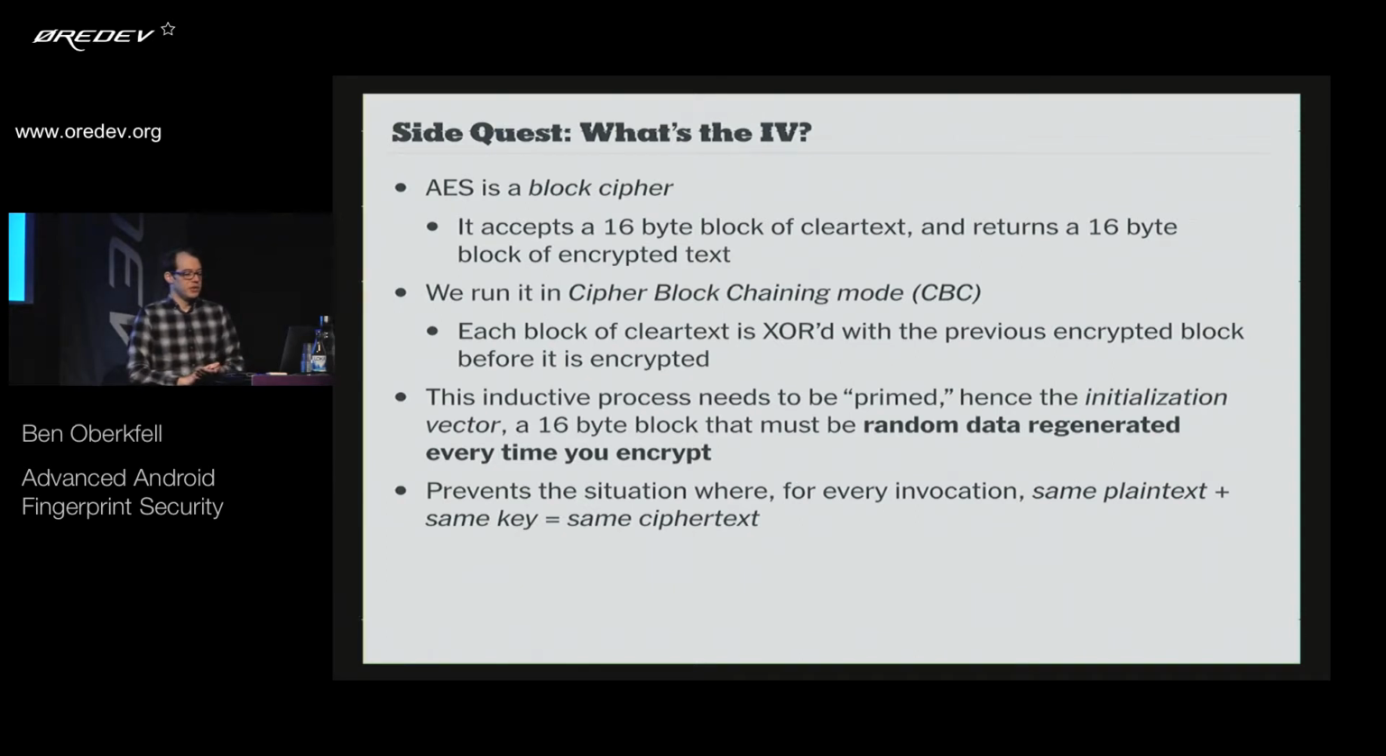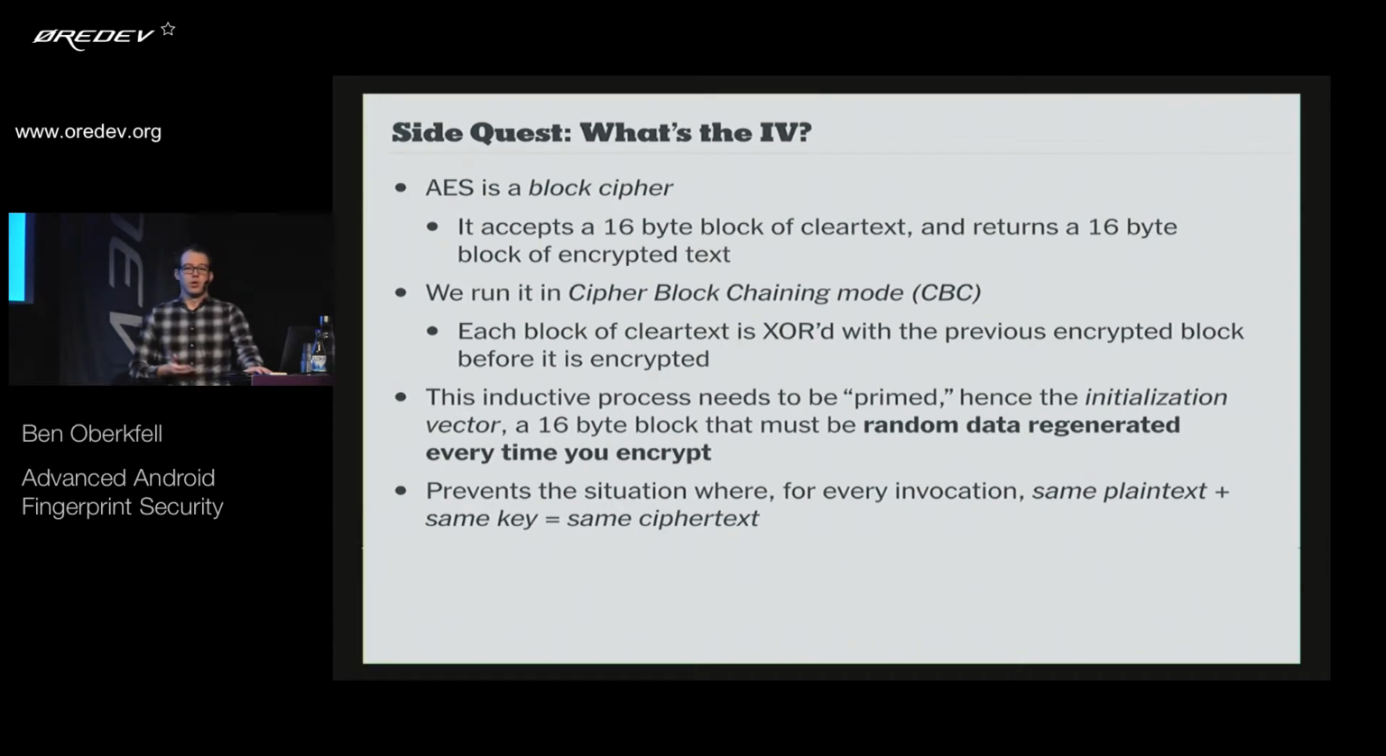So you need to prime this value somehow, because the first block has to be XOR'd with something. So the initialization vector is a 16-byte block of random data that gets generated every time you encrypt. Part of the idea with generating it every time is that you want to prevent a situation where for every invocation of the encryption, the same plain text equals the same ciphertext.